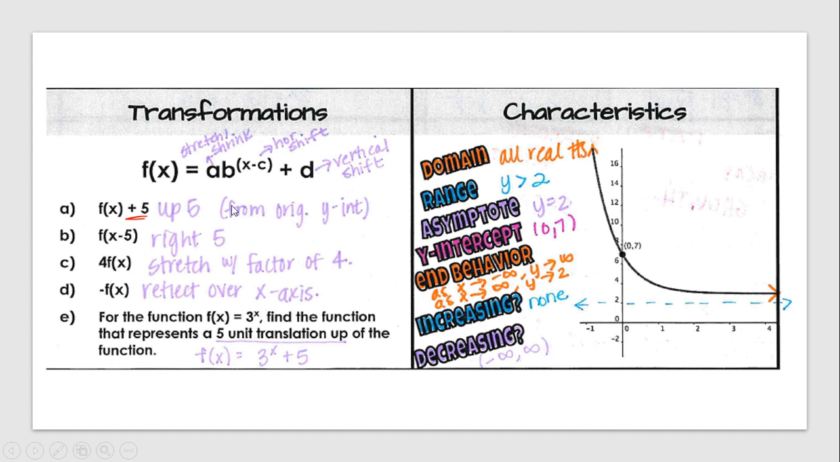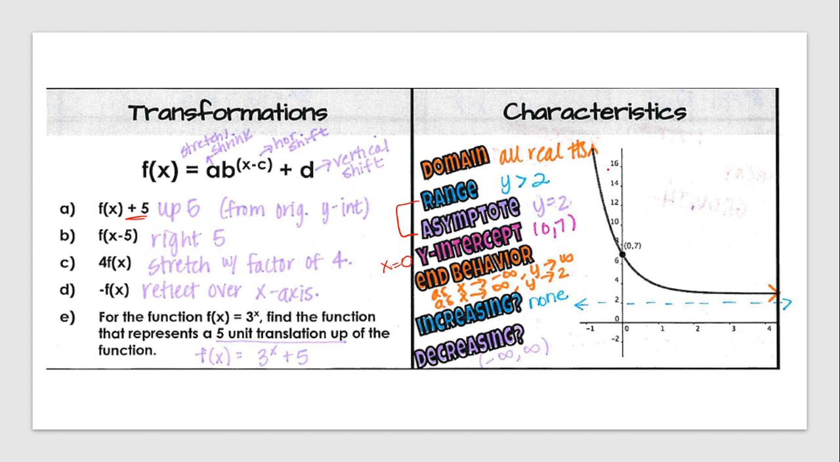Then our characteristics, remember we have that domain and range. We know domain's all real numbers. The range and the asymptote are going to go hand in hand. If my asymptote here is at 2, then my range has to be everything greater than 2. Your function for an exponential is never going to cross the asymptote. My y-intercept here we can see is at (0, 7). Remember, this is when x equals 0.